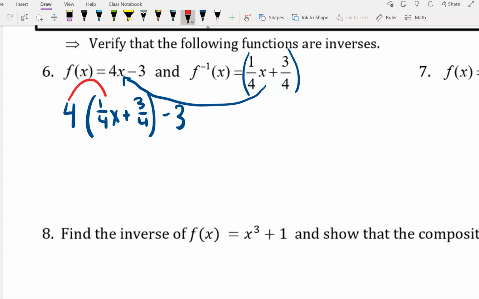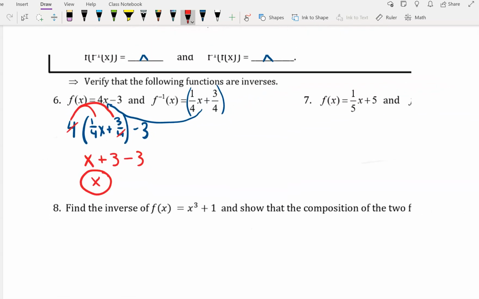Distribute 1/4 x times 4. The 1/4 and the 4 cancel. I just get x. 1/4 times 3/4. Well, the 4 on top cancels with the 4 on bottom, so I would be left with just plus 3. And then I have this minus 3 on the end. Well, combine like terms, the positive 3 and the negative 3 cancel, we get x. So that proved that those were in fact inverses of each other.